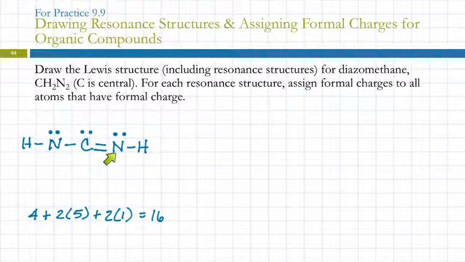So now we've got an octet for that nitrogen. The carbon has an octet, but this nitrogen does not. So I'm going to take that lone pair from carbon and share that with the nitrogen. Is this good? Everybody's got an octet, so that's a valid resonance structure. What are the other resonance structures? Because there must be at least one other one.